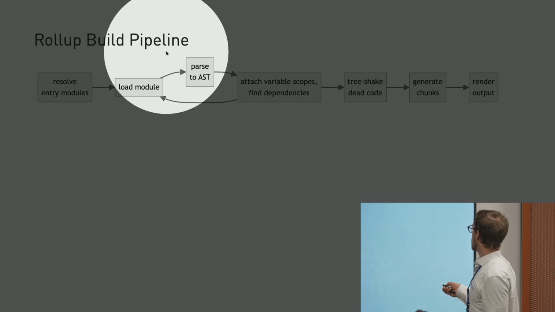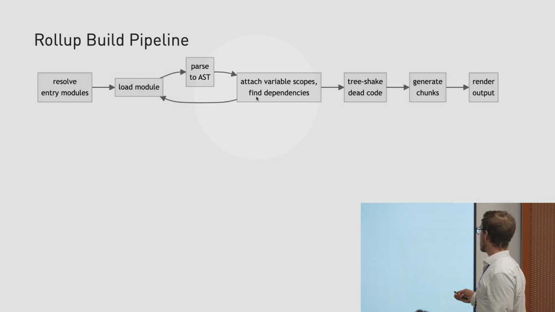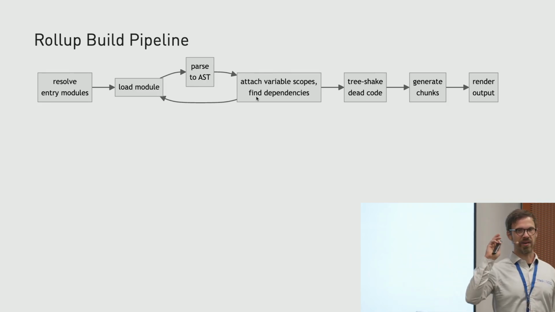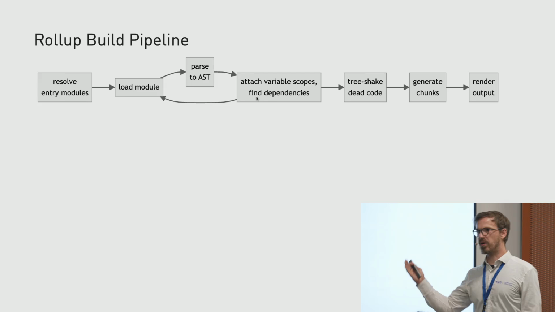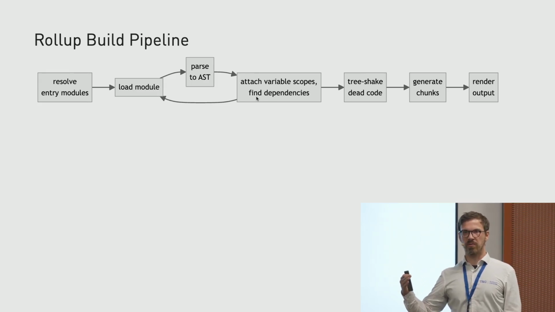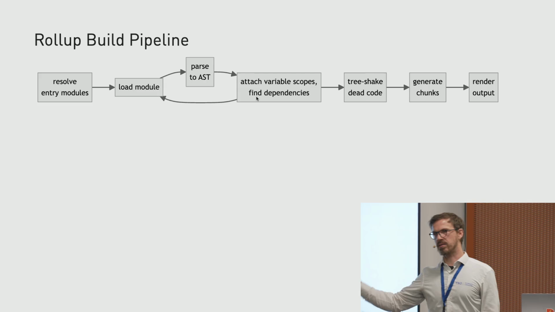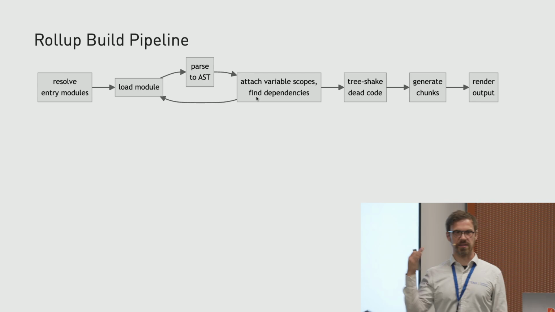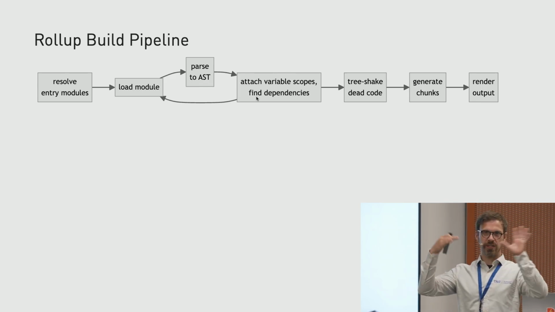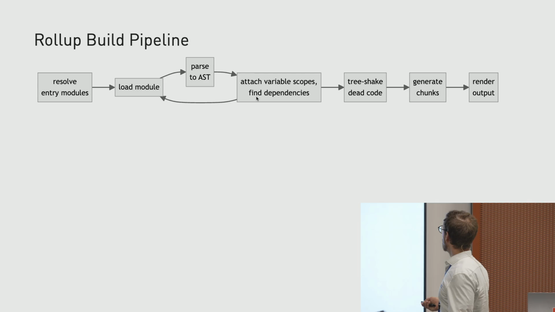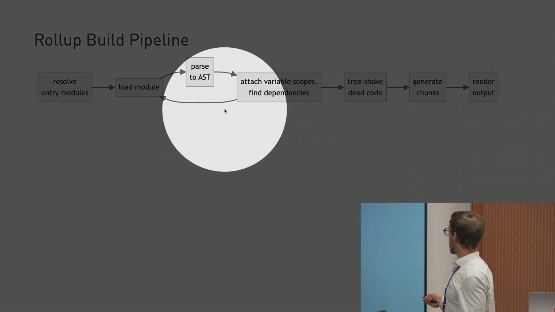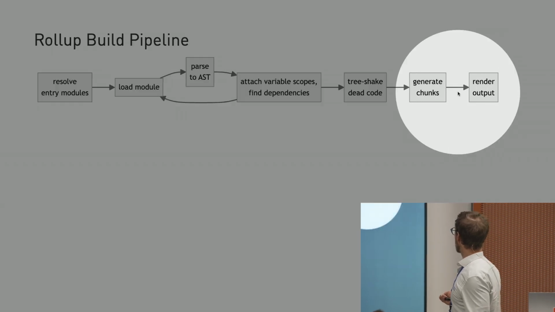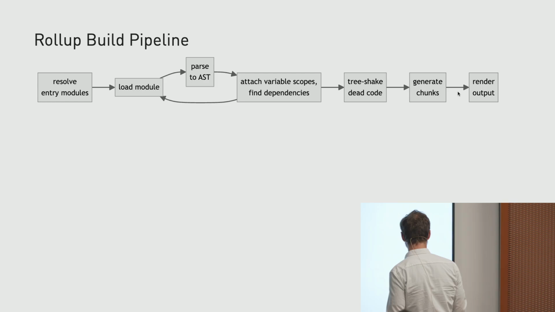The next step is now you know basically what the code is, but you have to figure out how the code is connected. So you assign variable scopes. So you know, for instance, that a function has its own scope. So you know if x is defined in that function and x is used later, then it's the same x. But if x is defined elsewhere, all these things. So this is really fundamental. Once you have all the connections, then you can do the tree shaking, and then you find the dependencies and load the other files. When everything is done, there's the tree shaking, you generate some chunks, and you render the output.